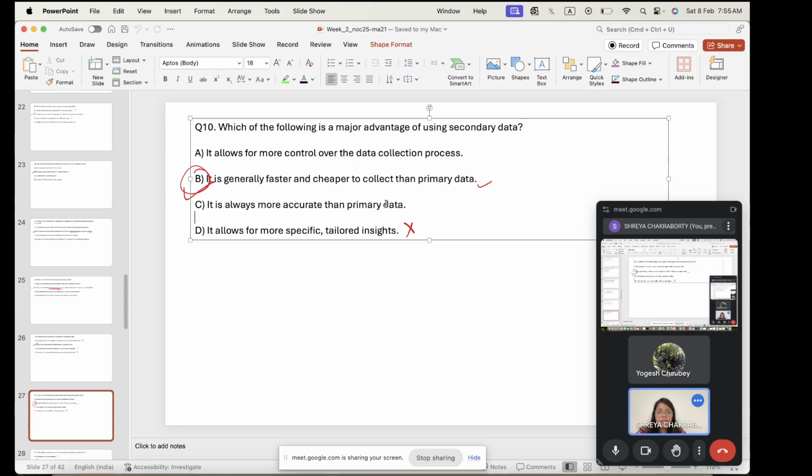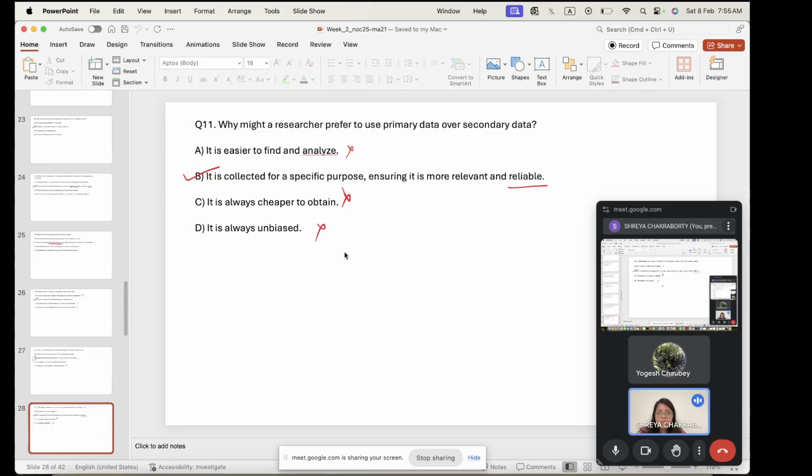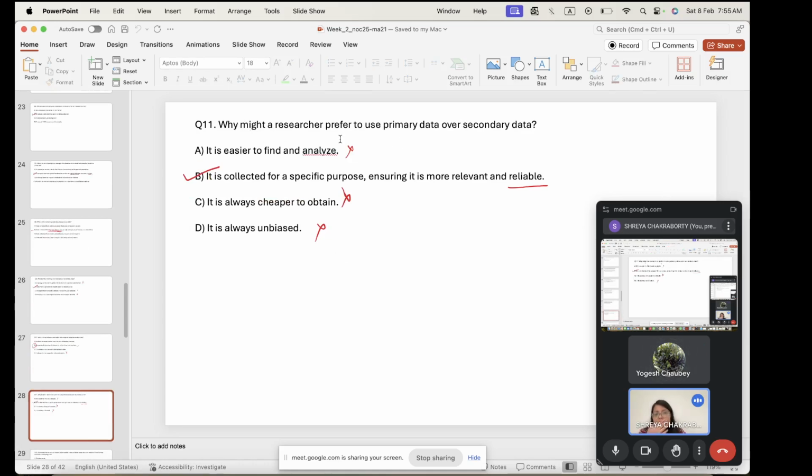The next question is also similar. Why might a researcher prefer to use primary data over secondary data? Because it is collected for a specific purpose, ensuring it is more relevant and reliable. It's not always unbiased, not cheaper, and it is definitely not easier to find and analyze. But the more pressing point is this: it's collected with a specific purpose in mind.